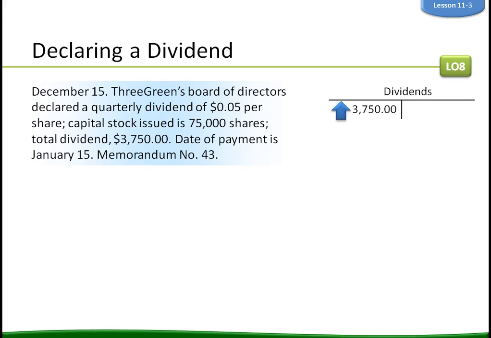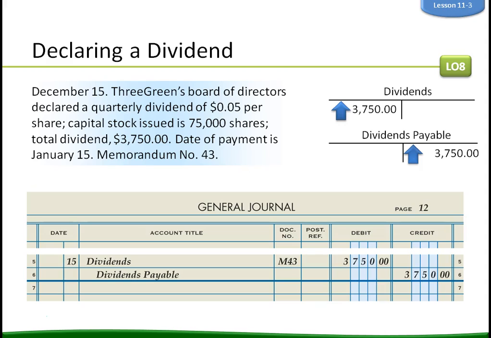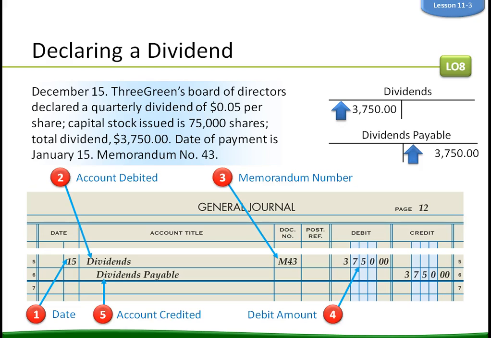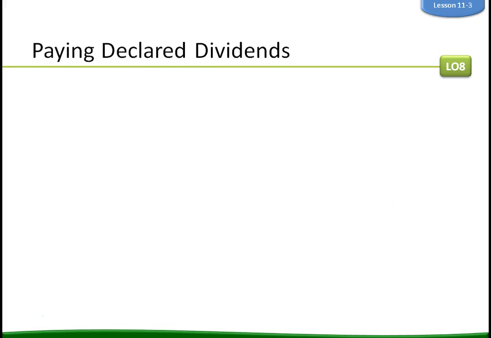So our dividends, the debit side, is increasing. And so our dividends increases, and then the dividends payable, the credit side, increases. And here's our general journal. So I assume this is still December 15th. We have dividends, memorandum 43, debit is increasing, and then the dividends payable, credit, increases. Date, account debited, memorandum number, debit, and account credited, credit amount.